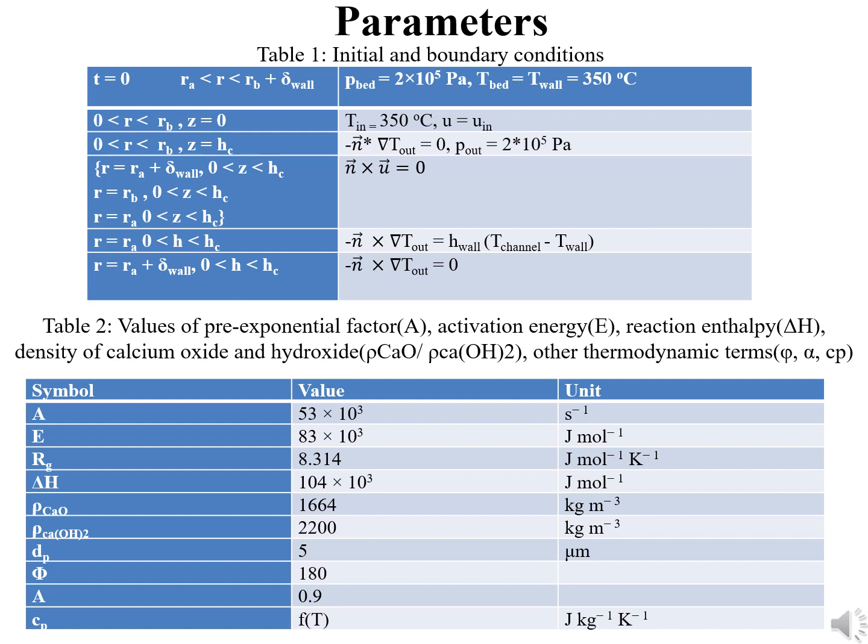So now moving further ahead, the next slide is about all the parameters which we took in our multiphysics model. The first table shows the initial and the boundary conditions. So as we can see in the table, all the parameters of initial and boundary conditions are mentioned in it. So the pressure of the bed is 2 into 10 raised to 5 and the initial temperature is 350 degrees Celsius, and the second table shows the values of pre-exponential factor, activation energy, reaction enthalpy, density of calcium oxide and hydroxide, and other thermodynamic terms. And all the terms which we took in our multiphysics model are mentioned in this table.